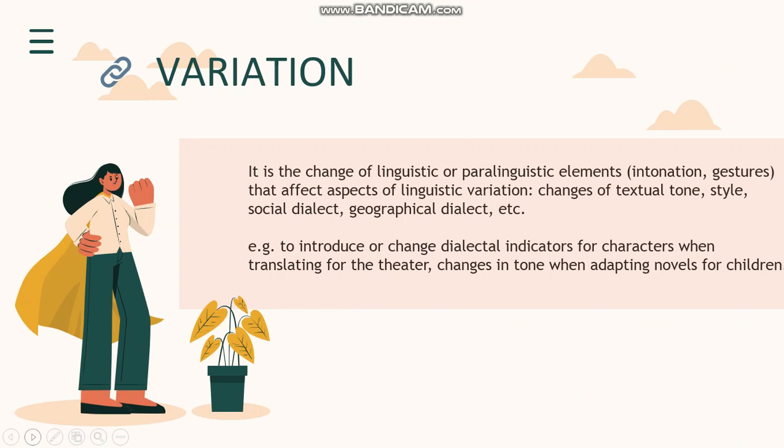The last technique is variation. Variation is the change of a linguistic or paralinguistic element that affects aspects of linguistic variation. The elements that change are textual tone, style, social dialect, and geographical dialect. For example, to introduce or change dialectal indicators for characters when translating for the theater, and changes in tone when adapting a novel for children.